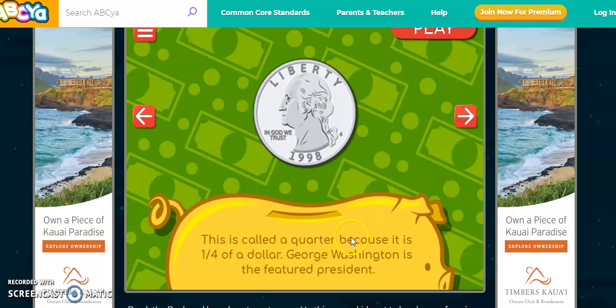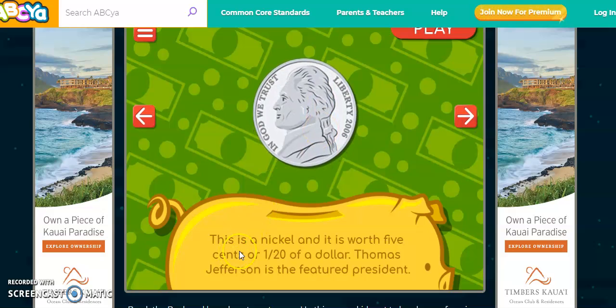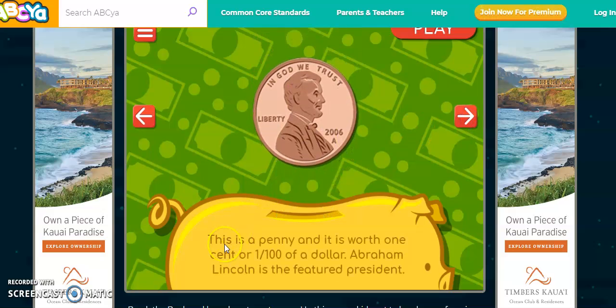This is called a quarter because it is 1/4 of a dollar. George Washington is the featured president. This is a dime and it is worth 10 cents, or 1/10 of a dollar. Franklin D. Roosevelt is the featured president. This is a nickel and it is worth 5 cents, or 1/20 of a dollar. Thomas Jefferson is the featured president. This is a penny and it is worth 1 cent, or 1/100th of a dollar. Abraham Lincoln is the featured president.